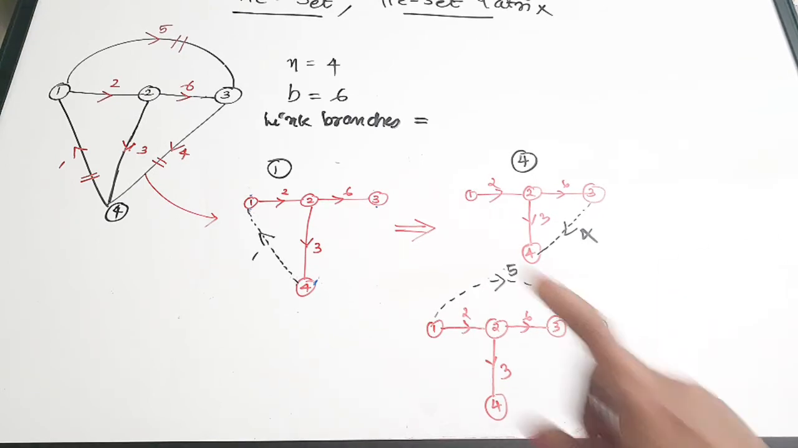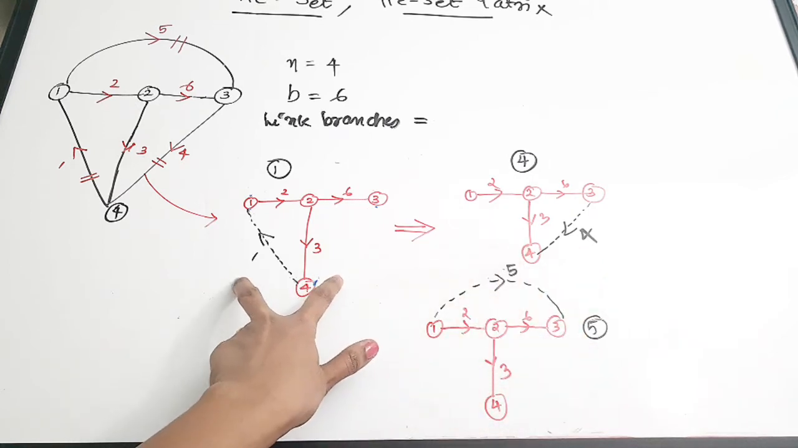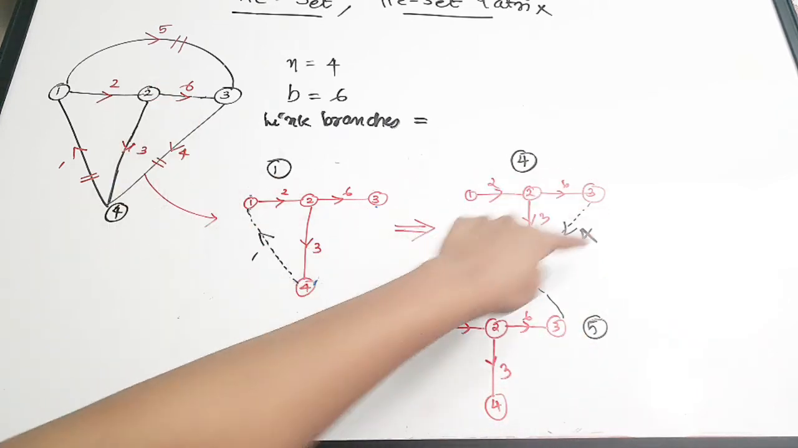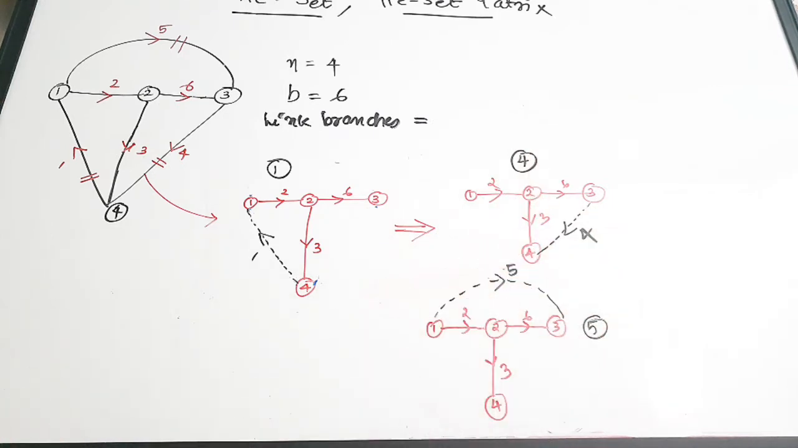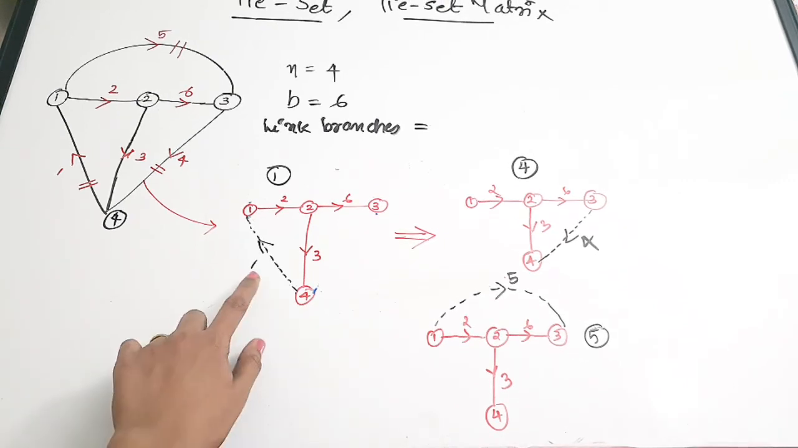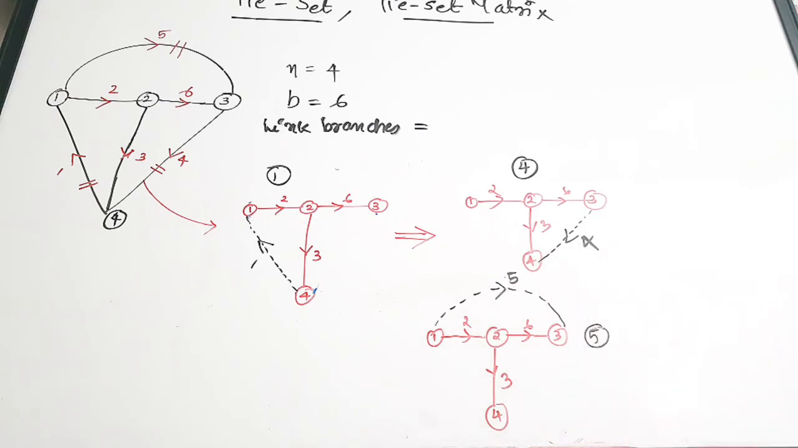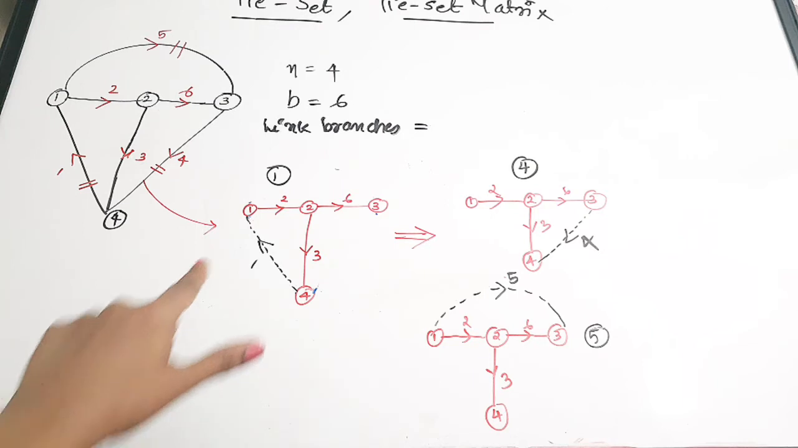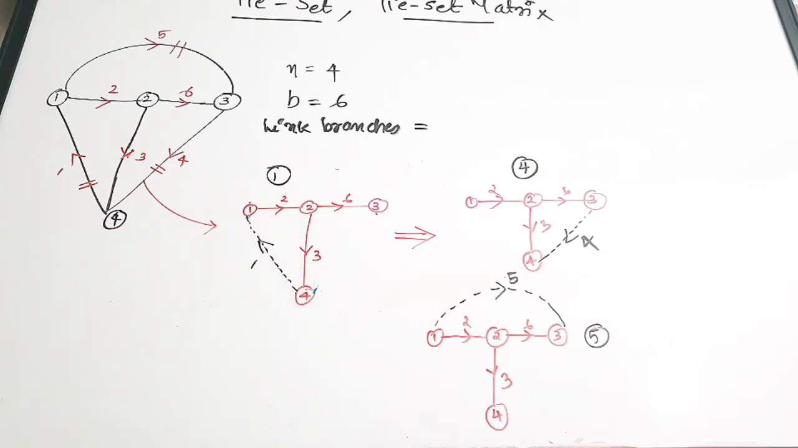Okay, so now you can see in the board, there are 3 fundamental loops formed. This is fundamental loop 1. This is fundamental loop 4. Fundamental loop 5. So I'm giving the namings 1, 4, 5 because the link branches are of names 1, 4 and 5. Now, the direction or the orientation of this loop will be in the direction of your link branch. Okay, I'll mark it inside.